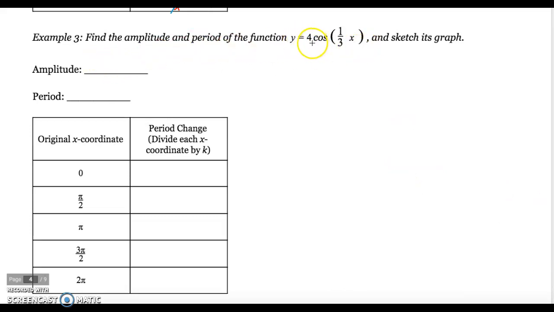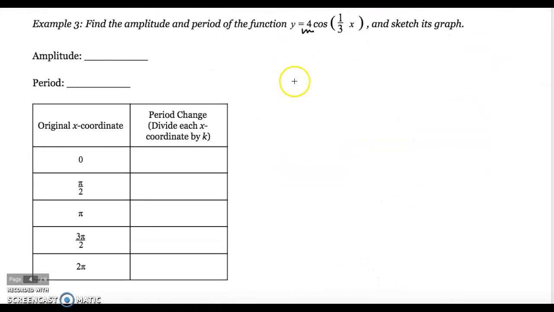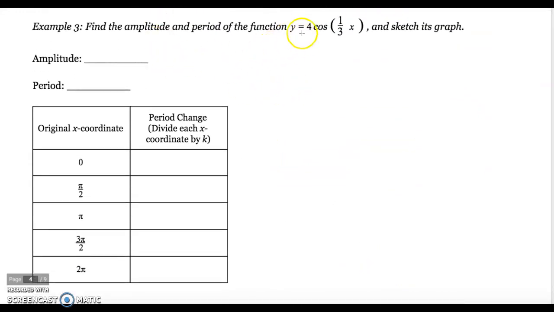Remember that the number that is out front, multiplying your cosine, is how we change our amplitude. Sorry, I'm just checking that I'm being consistent with my colors. So instead of going up to 1 and down to -1, our cosine graph will go up to 4 and down to -4.